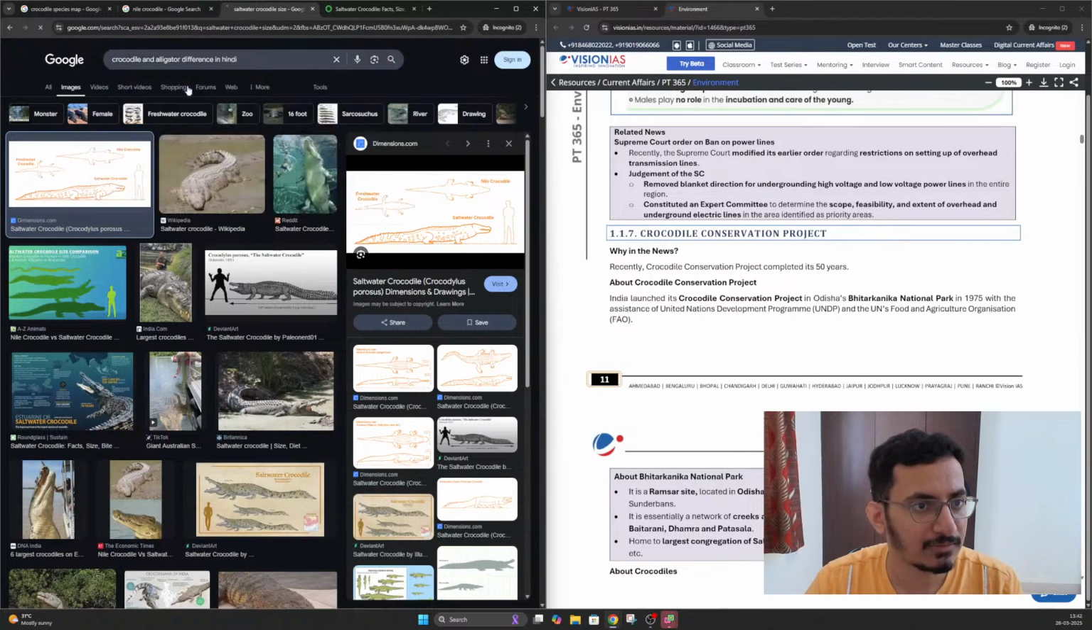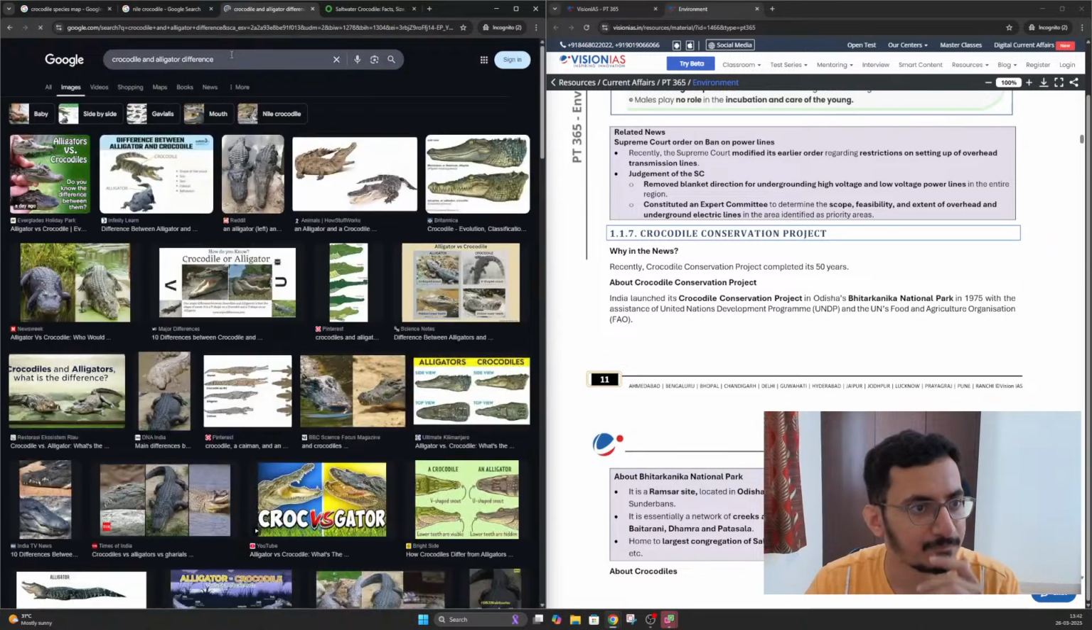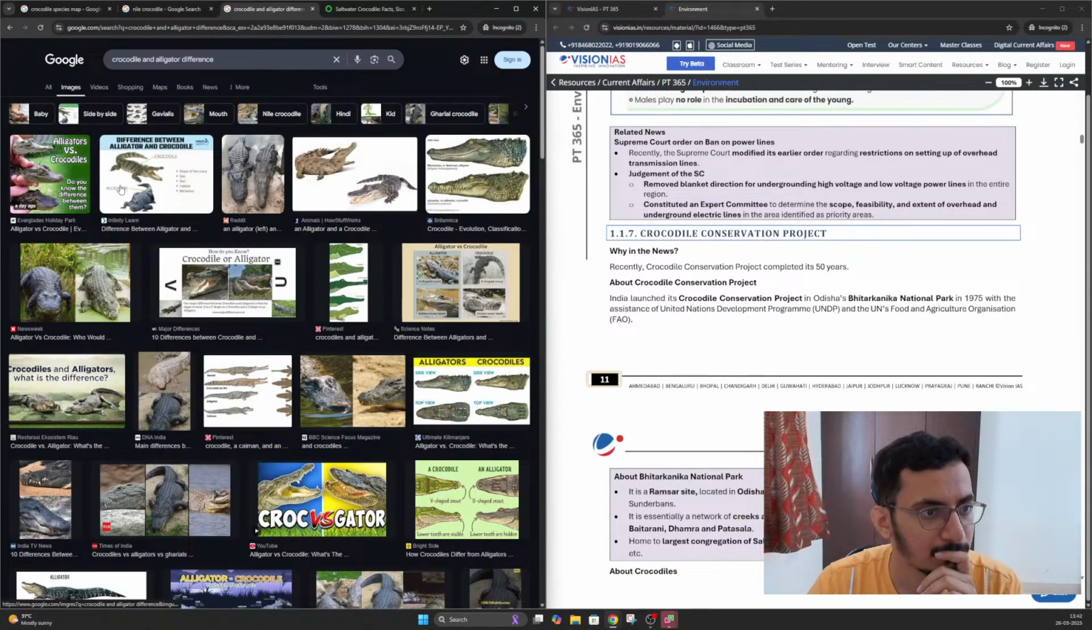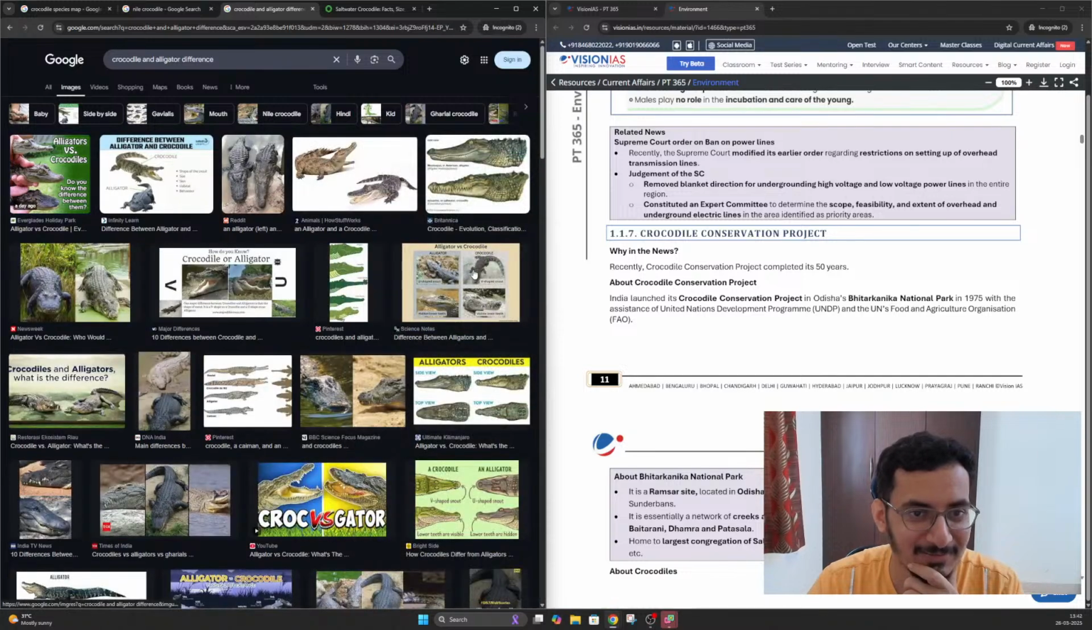Difference. Not in Hindi. Why is it showing me? My God. I have to say these are very cute. It's probably very disgusting to feel, but I want to hold one someday.